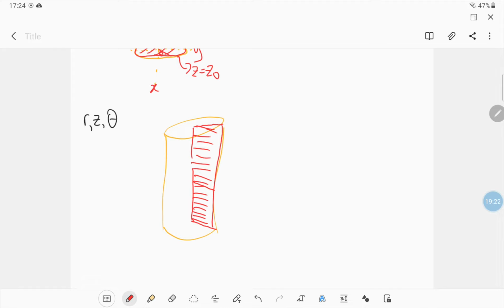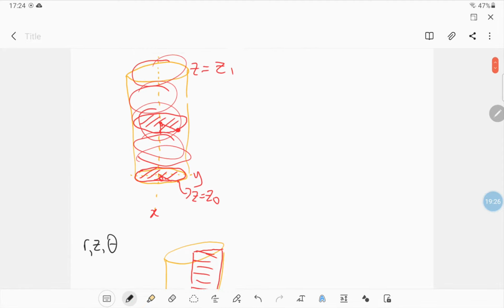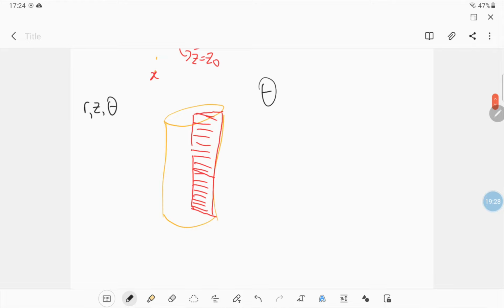Okay, let's look at the next one. Next one, let's say we do theta first. So theta first, then r, then z. So this one, you would be fixing an r and a z. So you're fixing a height, that's kind of easy.